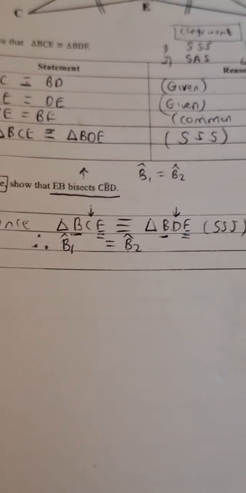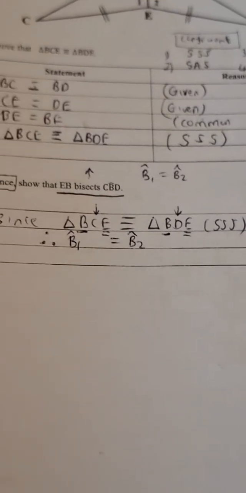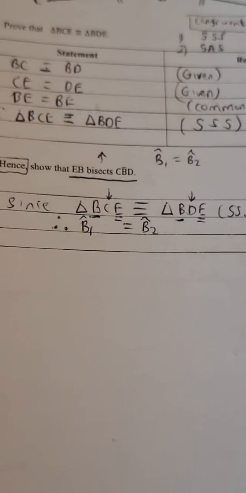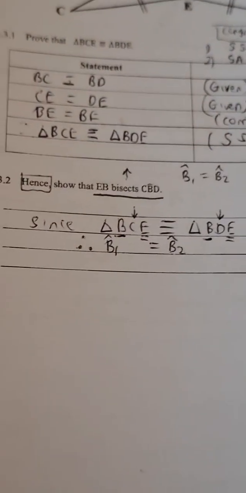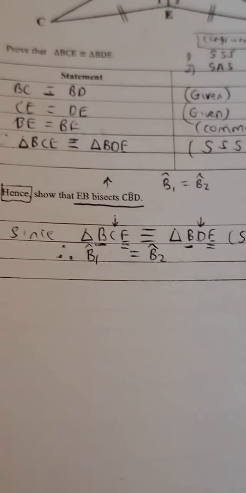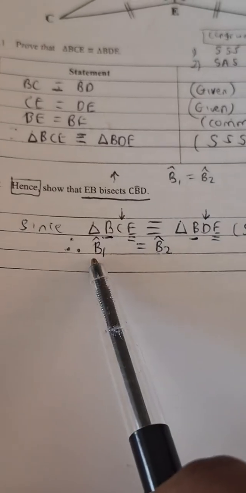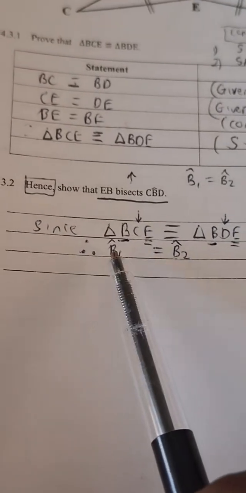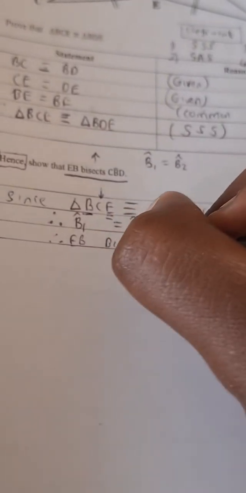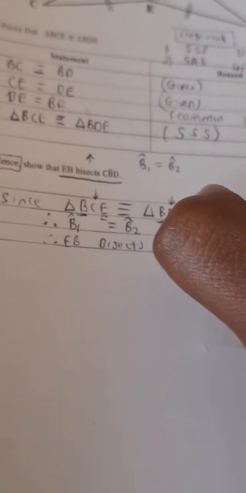So since the triangles are congruent, the corresponding angles of the two triangles are also equal, guys, because congruent triangles have equal sides as well as equal angles. That's why I said to you, congruency is what identical truly means. The same thing. They are identical. So since we can now conclude from congruent triangles that angle B1 is equal to angle B2, we can then say, therefore, EB bisects angle CBD. Finished.